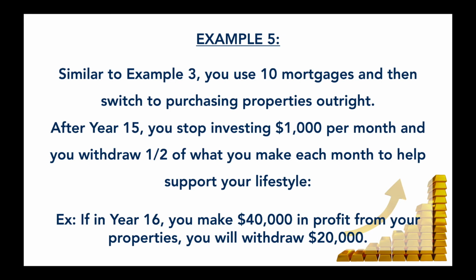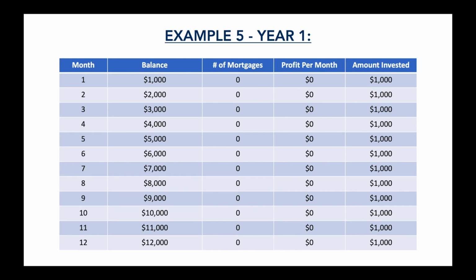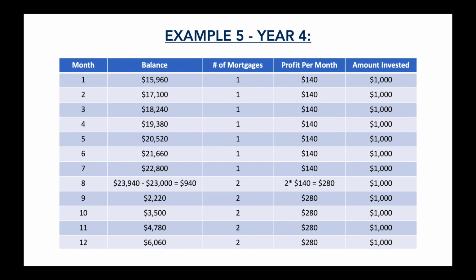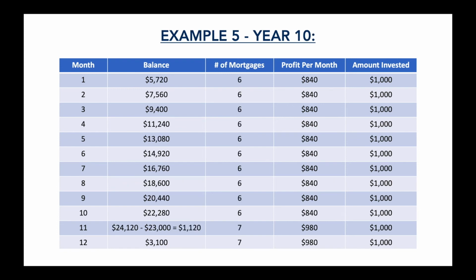After year 15, you're going to stop investing the $1,000 per month that you typically invest, and in addition to that, you're going to withdraw half of whatever you make each month to help support your lifestyle. Doing so means that you could switch to working part-time, reducing your hours, or switching to a job that you like more but pays less. So for example, if in year 16 you made $40,000 in profit from your properties, then you will withdraw $20,000 to help support your lifestyle. So here's year 1. It's the same as example 3. In fact, all the way up to year 15, example 5 will be the exact same as example 3.